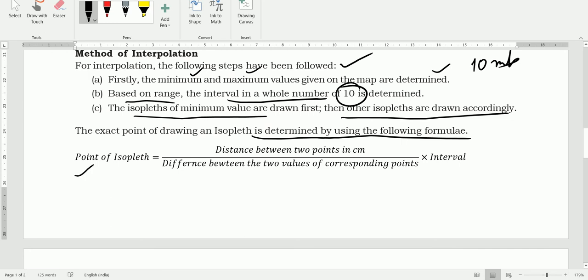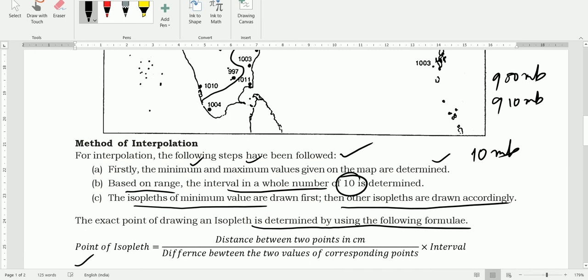The point of isoplate is equal to the distance between 2 points in centimeters. Distance between 2 points here means, here we have a point with the value of 1004 millibar, and here we have another point, 1010. So we have to measure the distance using this ruler. What is the distance between this point and this point? We have to measure in centimeters.